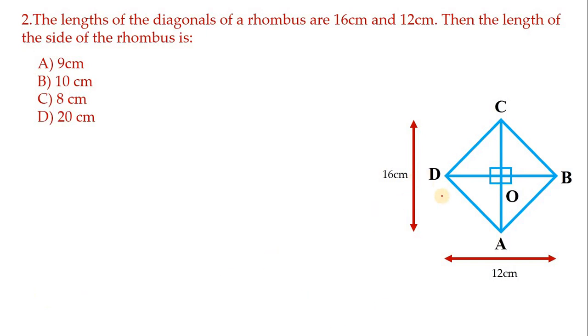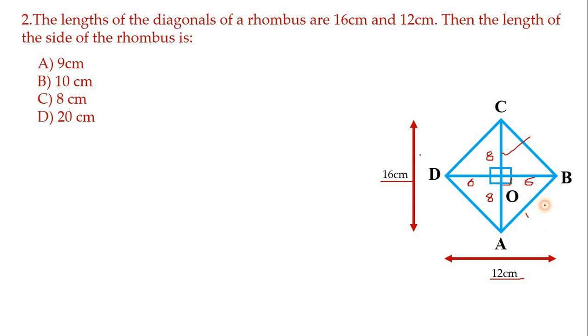It means now this full AC length I have taken as 16 cm. Now AO will become 8 and this will be 8. Now this full I have taken as 12 cm. Now this will be 6 and this will be 6. And as I said, diagonals bisect each other at 90 degrees, means at right angle. Hence this angle will be 90 degrees.